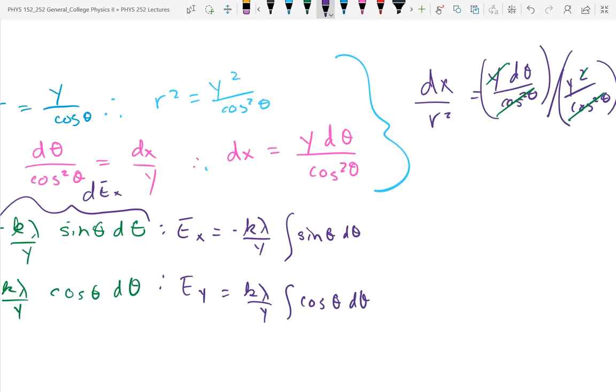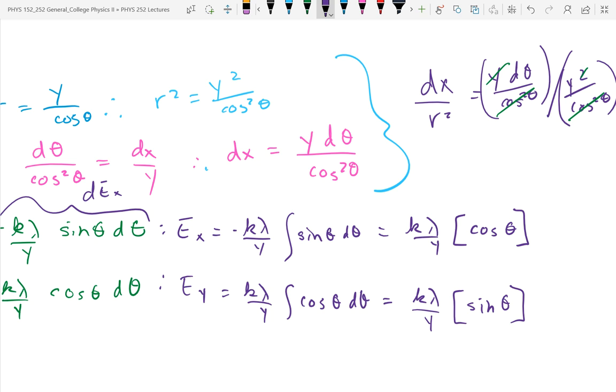Now, without the limits, we can do the integral. The integral of sine is going to be minus cosine, so that minus will get rid of the minus out front. And I have to put my limits. And the integral of cosine is sine. And I have to put my limits.